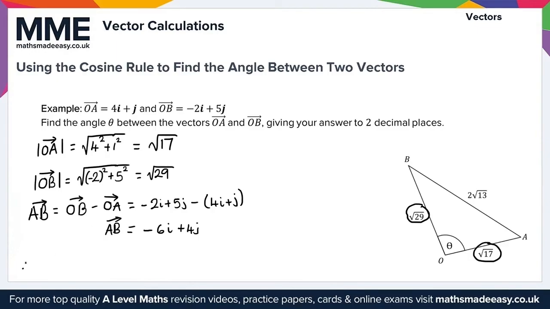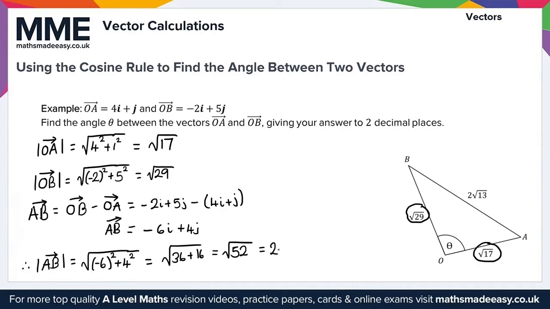So therefore, the magnitude of the vector AB is simply equal to the square root of minus 6 squared plus 4 squared. If we do this correctly, this is the square root of 36 plus 16, which gives us the square root of 52. Square root of 52, which we can express as 2 root 13. And that's where we get our 2 root 13 from.